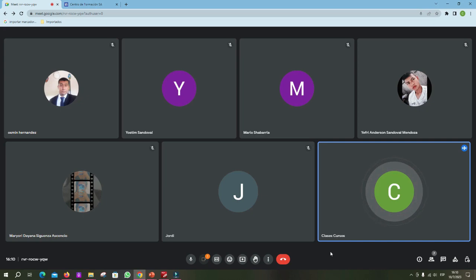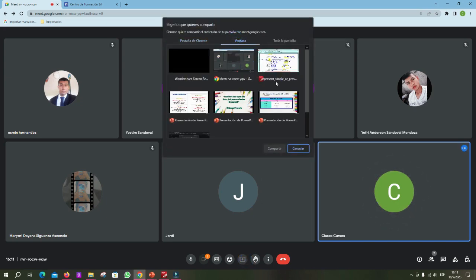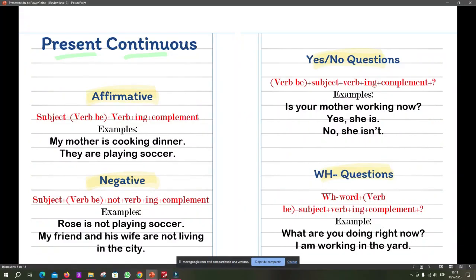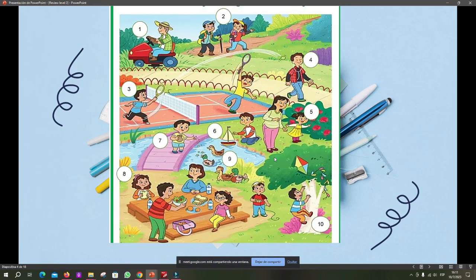You have to write down what they are doing in the picture, right? You're going to use present continuous, right? For example, let me share that with you. Okay, there you have it. There you have these guys.